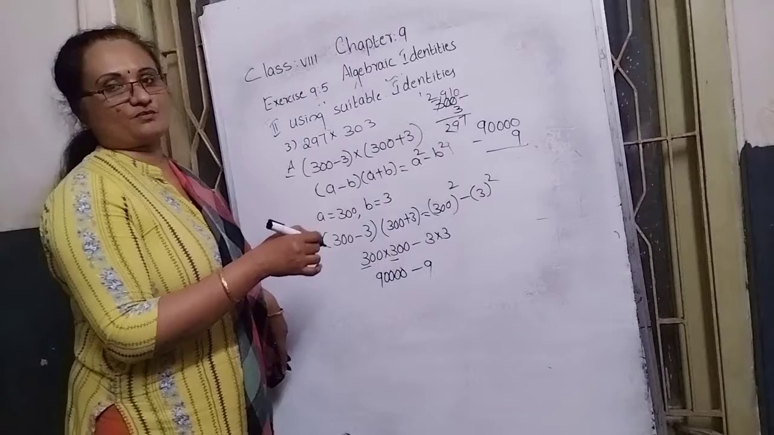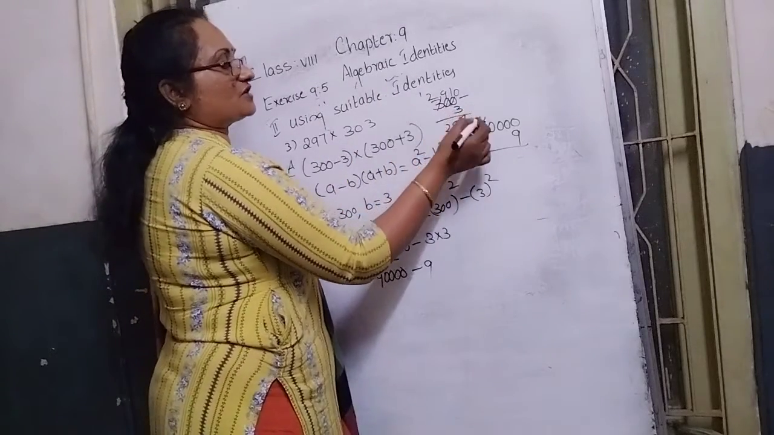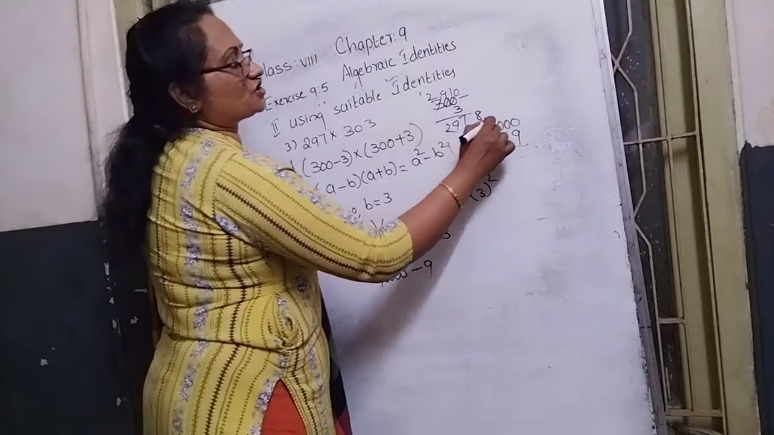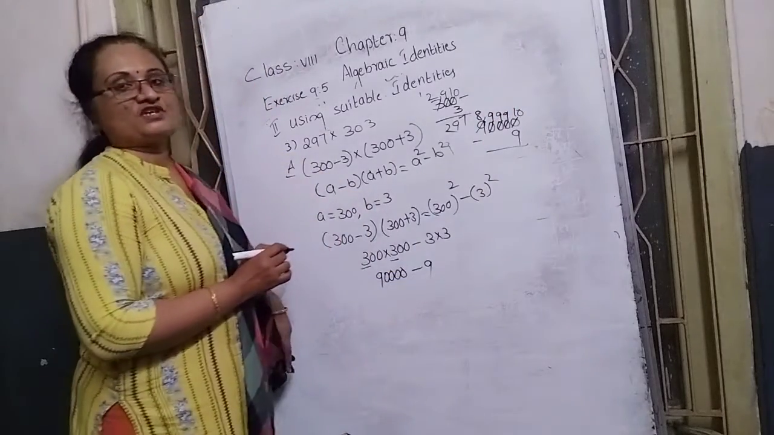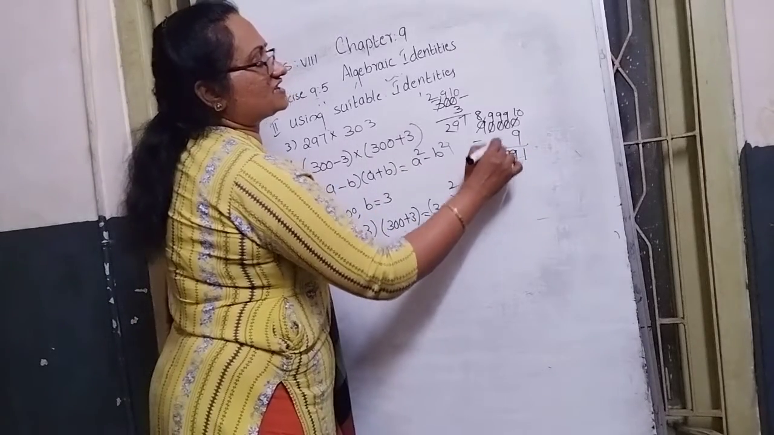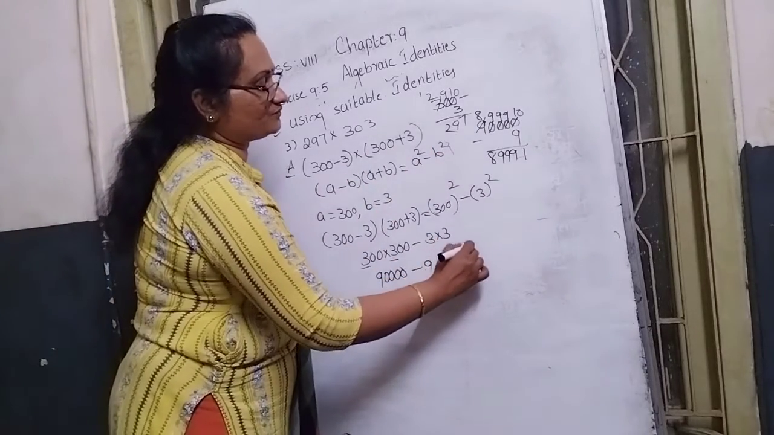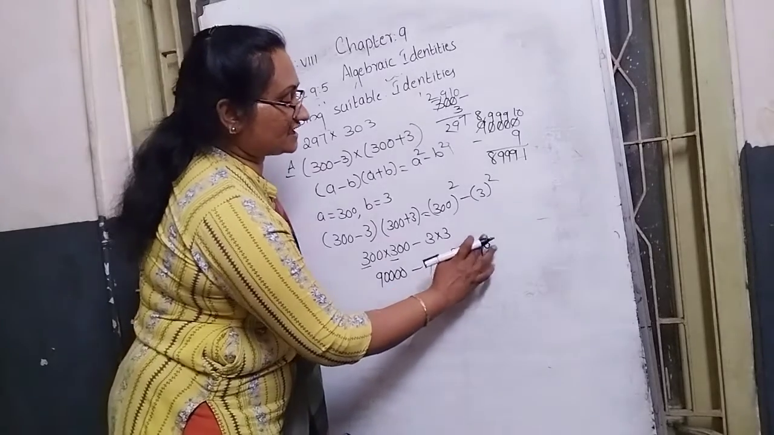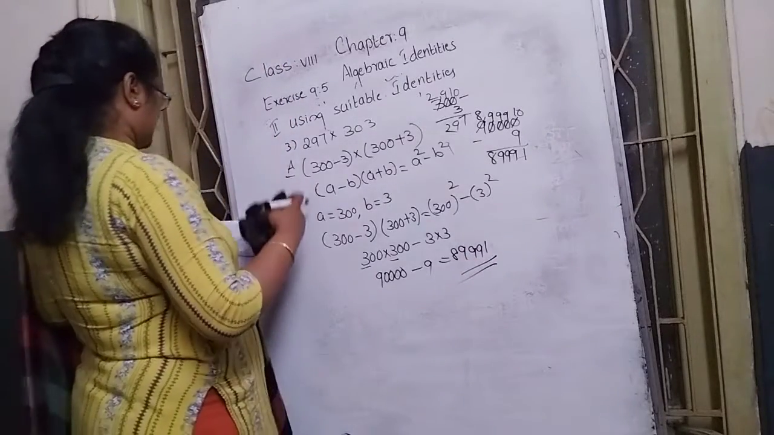0 minus 9 is not possible. Borrow from the next place: nothing. Next place: nothing. Next place, here only, from 9 take one, so 9 changes to 8. Then the middle three zeros change to 9, 9, 9. The last 0 changes to 10. 10 minus 9 becomes 1. The remaining 9 and 8 have no numbers below. So the answer becomes 89,991. I hope you can understand this one.